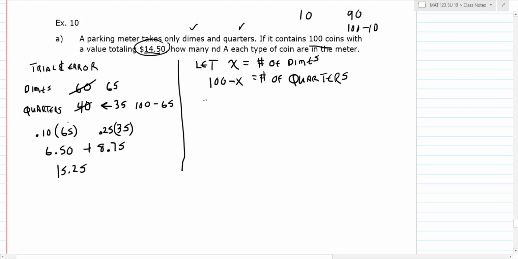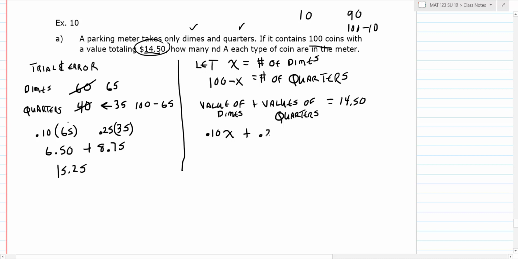Now we just build the equation. So we have the value of the dimes plus the value of the quarters. It's good to write this down in words for study purposes. The value of the dimes plus the value of the quarters is equal to $14.50. So the value of the dimes is 10 cents, 0.10 times x. X is the number of dimes, just like we did over here, 65 dimes times 0.10. The value of the quarters is 0.25 times the number of quarters, which is represented by 100 minus x. And that money totals up to $14.50.